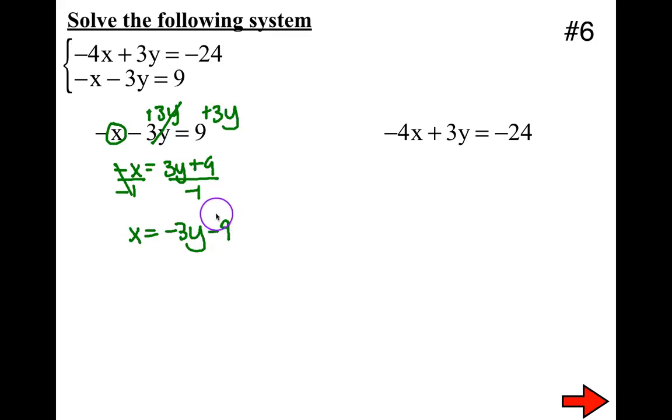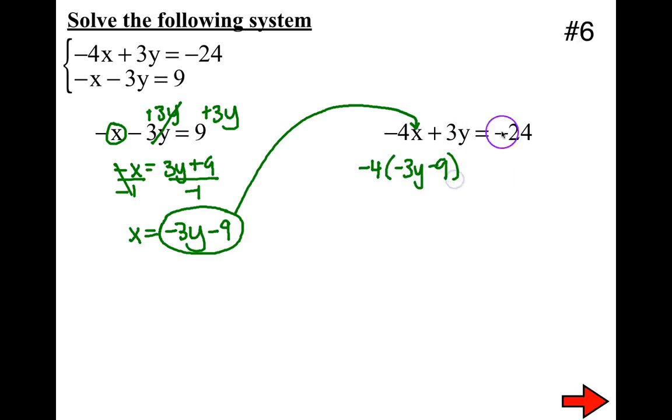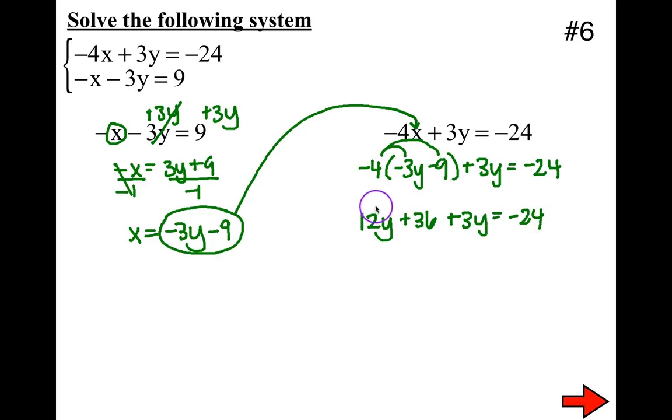So now I know the value of x. I'm going to go ahead and take this value and substitute it in for x. So now we have -4 times the quantity -3y minus 9, and I'll write the rest as plus 3y equals -24. So here we're going to distribute. Negative times a negative is a positive. A negative times a negative is another positive. Plus 3y equals -24. At this step, simply combine like terms, which leaves me with 15y plus 36 equals -24.